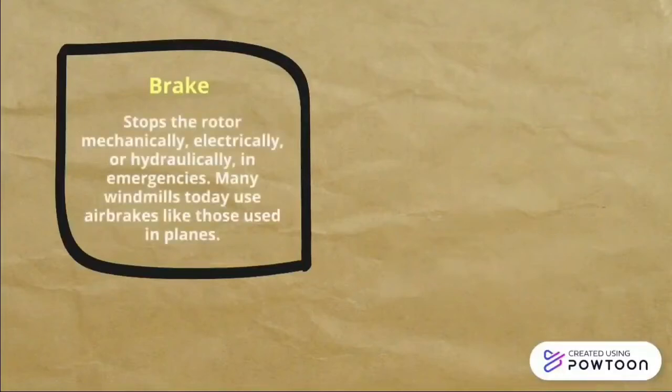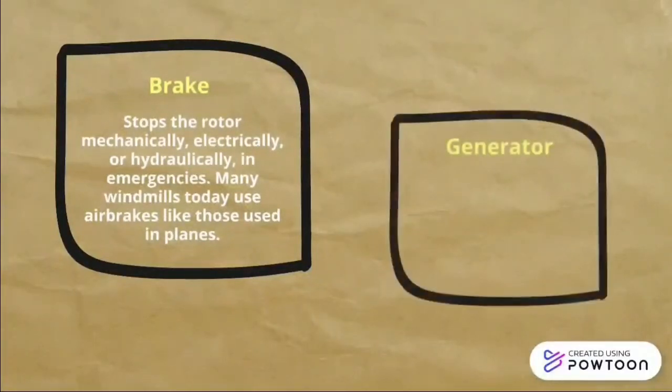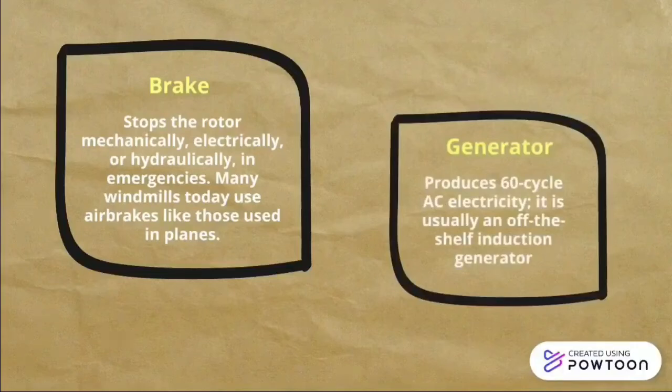Brake. It stops the rotor mechanically, electrically, or hydraulically, in emergencies. Many windmills today use air brakes like those used in planes. Next is generator. It produces 60-cycle AC electricity. It is usually an off-the-shelf induction generator.